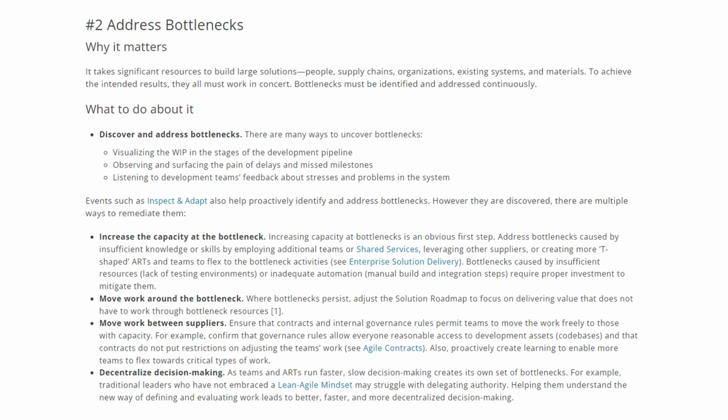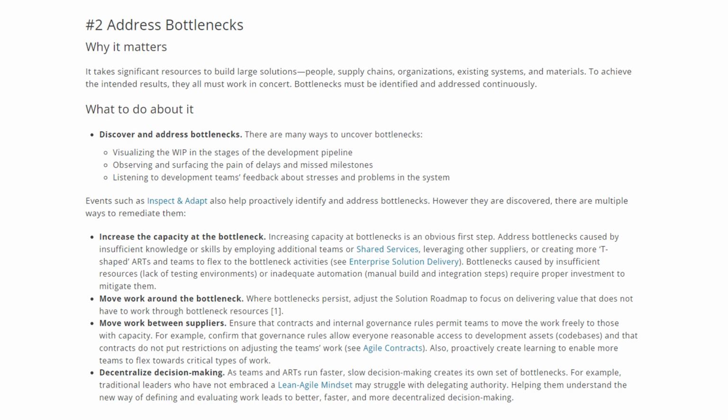The second flow accelerator is address bottlenecks. Why does it matter for a solution train? It takes significant resources to build large solutions: people, supply chains, organizations, existing systems, and materials. To achieve the intended results, they all must work in concert. Bottlenecks must be identified and addressed continuously. So, what to do about it as a leader?